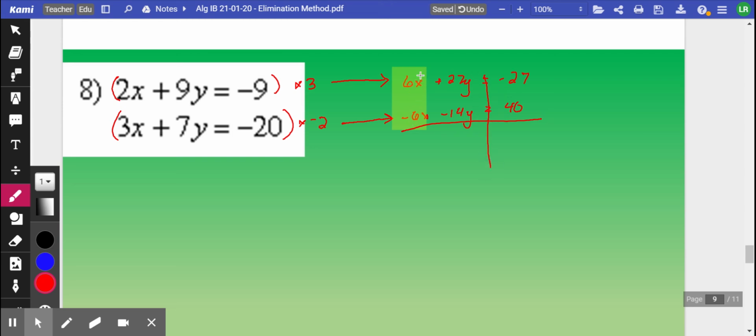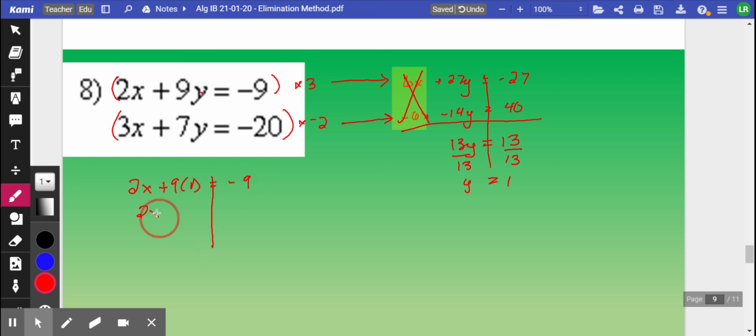Negative 6x, or 6x plus negative 6x is 0. 27y plus negative 14y is 13y. Negative 27 plus 40 is 13. Finish him. And I get y equals 1. So I have my first answer. Plug it back in. Again, I'm going to use that top equation. I do need to make sure I'm putting it in for the y. So 2x plus, my y answer is 1, so 9 times 1 equals negative 9.